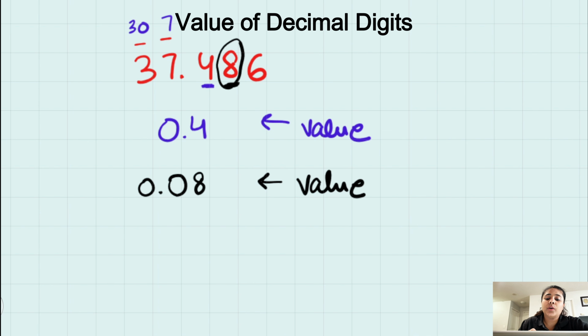Similarly, can you guess the value of 6? Write them down in the comments below. Let's see if you get it right.